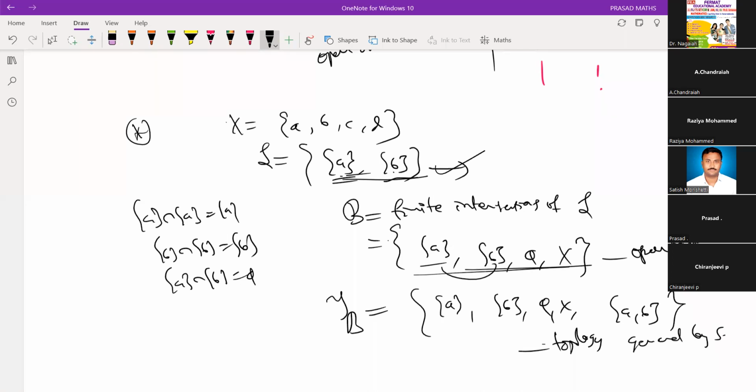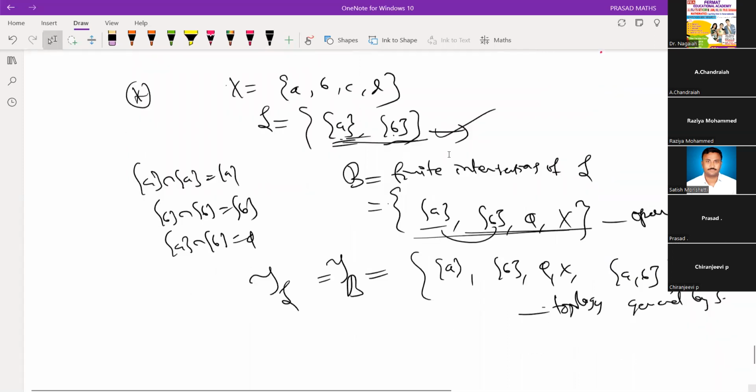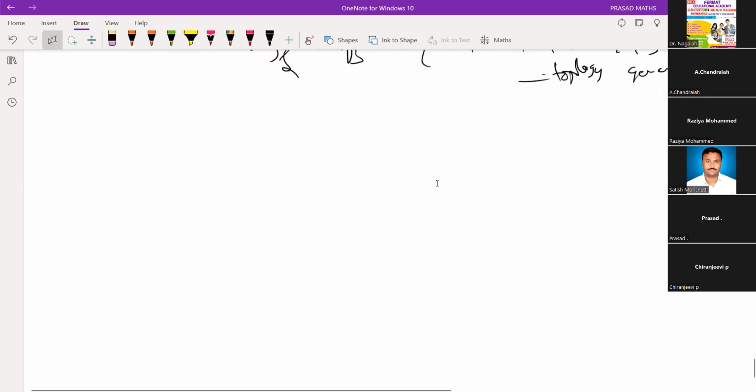So once you give me any collection, one can generate a topology. This topology is nothing but the topology generated by S, or the topology generated by script B. Right? So this is nothing but an open subbase. You can understand it later. So this is nothing but an open subbase.